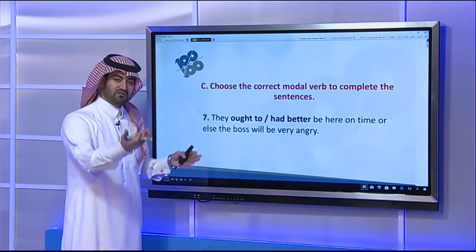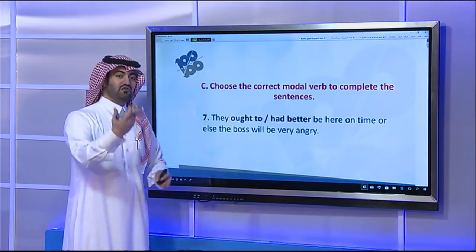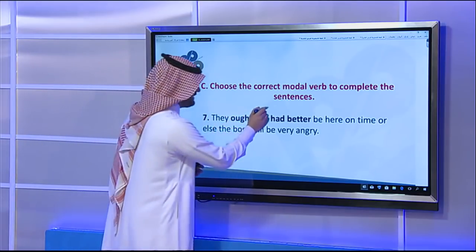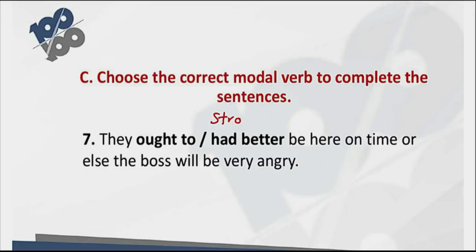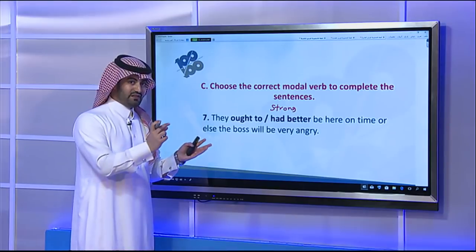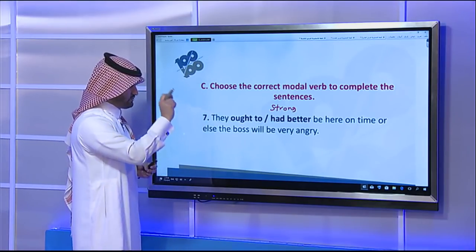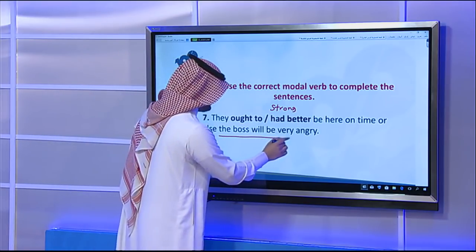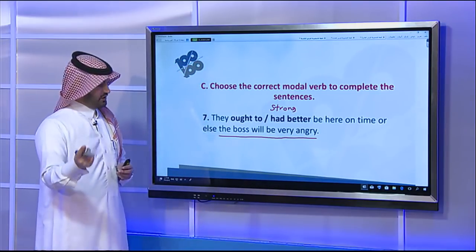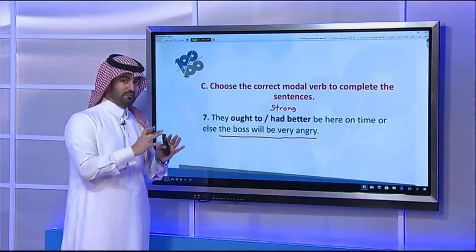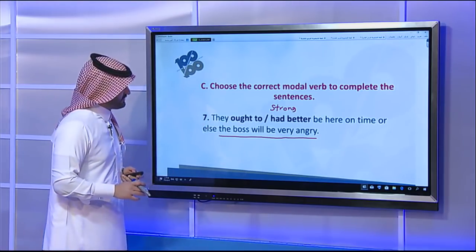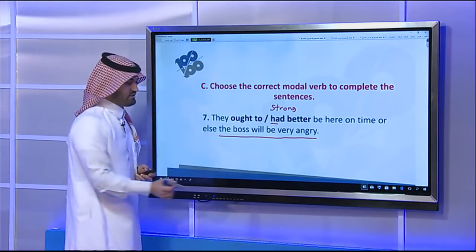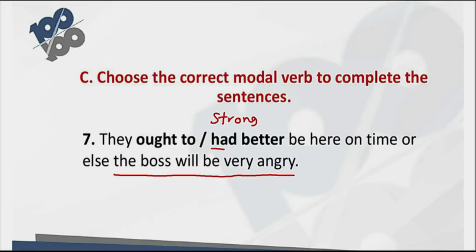Ought to or should, giving advice. Had better, giving advice. But what is the difference here? Had better is strong advice, usually with threats or warning. Threat or warning, okay? So what is the indication here? You should or had better be here on time, or what will happen? Or else the boss will be very angry. So he's warning him. If you are not here on time, something bad will happen. I am warning you. So we should use had better. The correct answer is had better, because it is a strong advice with a threat or warning.